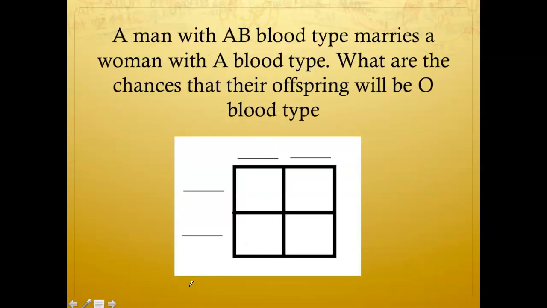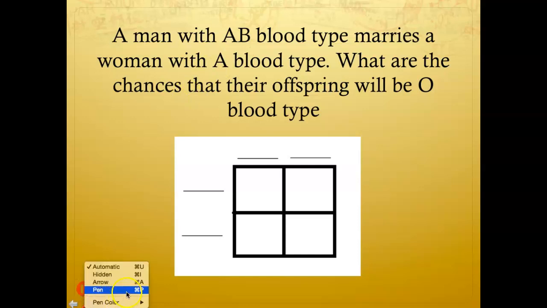Okay, let's go ahead and do this problem. A man with AB blood type marries a woman with type A blood. What are the chances that their offspring will be type O? First of all, if either one has type AB, there is a 0% chance that their offspring will have type O. The only way is for both parents to be carrying the recessive allele.